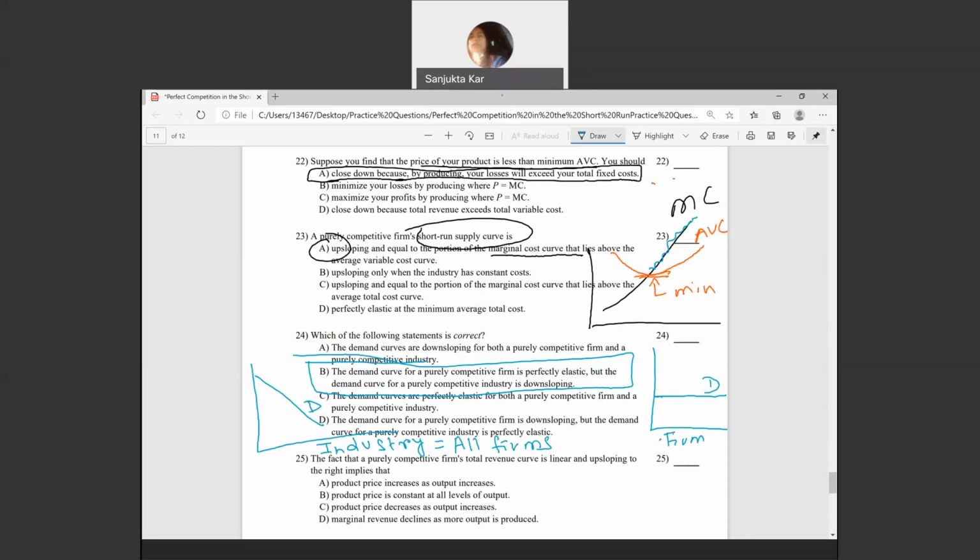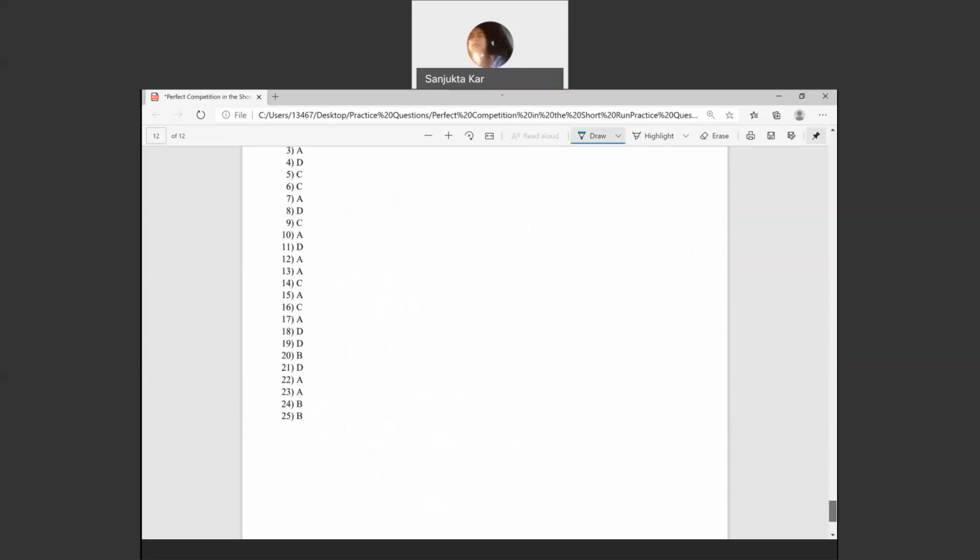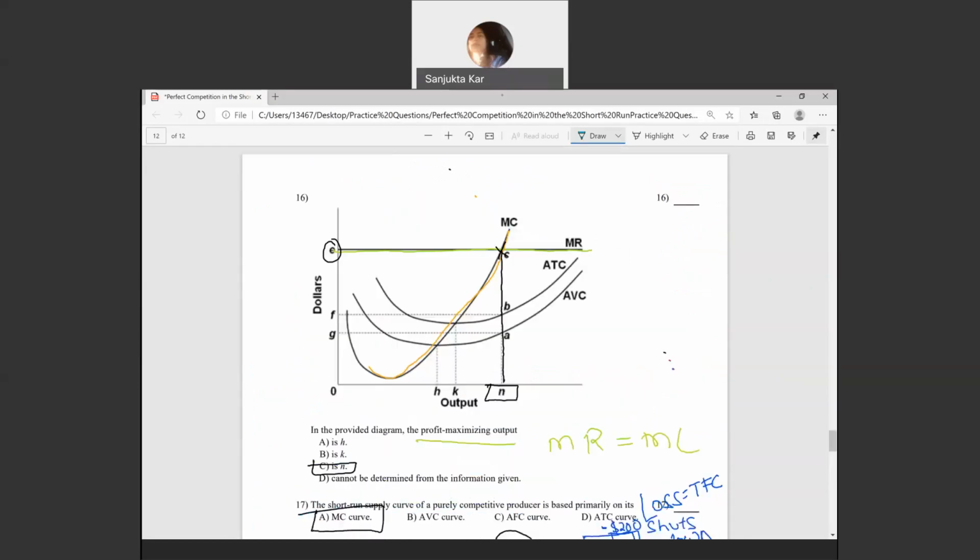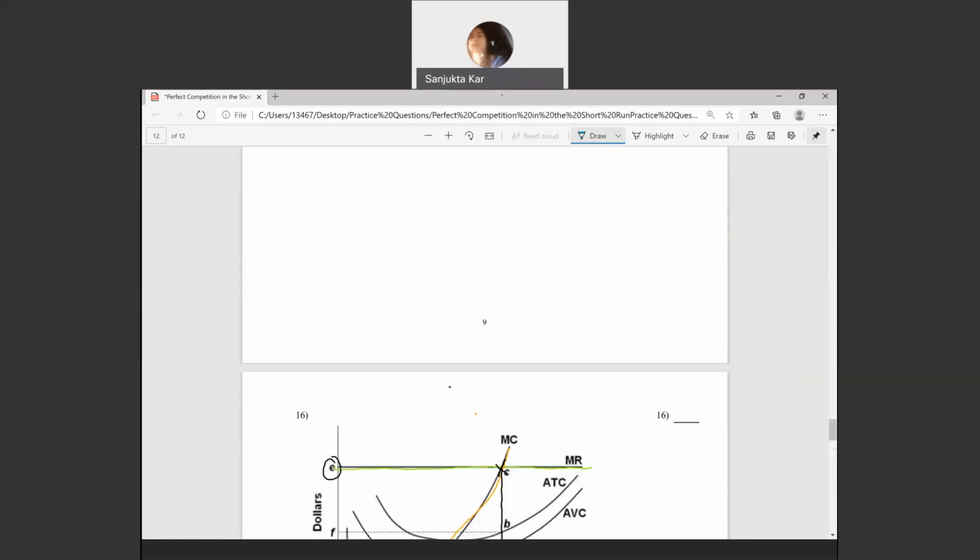Alrighty, last question. The fact that a purely competitive farm's total revenue is linear and upward sloping to the right implies that product price is constant at all levels of output. Alrighty, so that is all. I will provide you with the answers to these questions and also these questions.